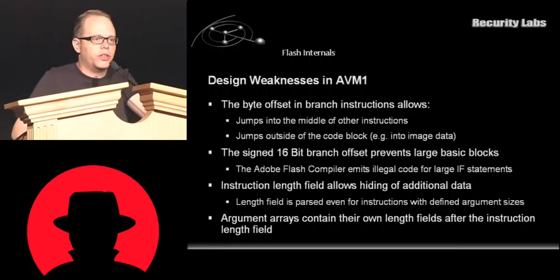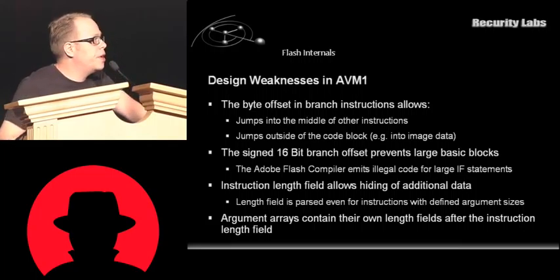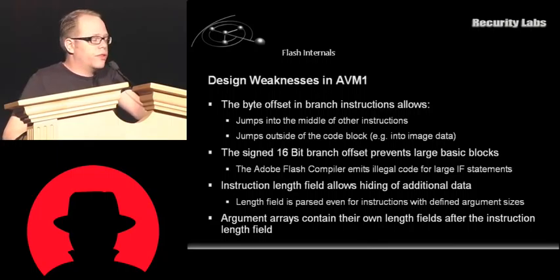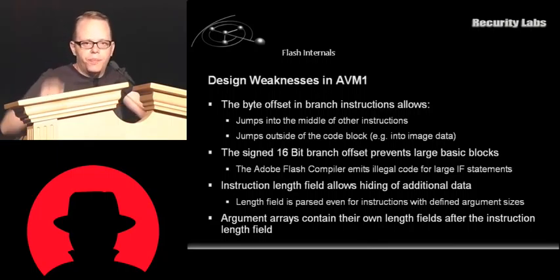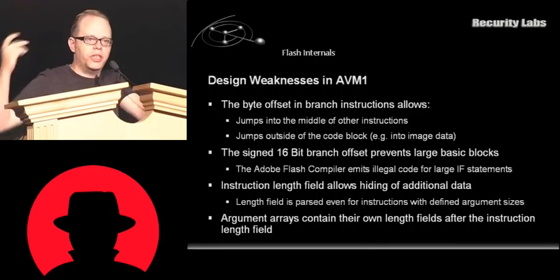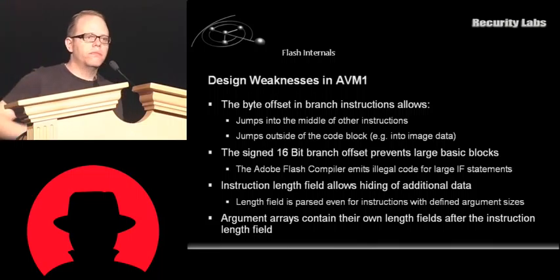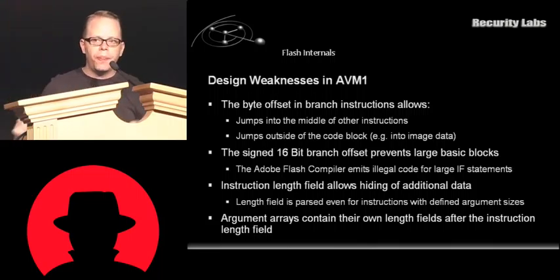And it will actually jump into the MP3 and try to execute code there. The signed 16-bit branch offset also prevents large branches, obviously, because you can only jump over 32K. So I was trying to figure out how Adobe actually implements that. So I took the official Flash CS4 developer environment and wrote a very long if statement, an if statement with a very large body, and compiled it.